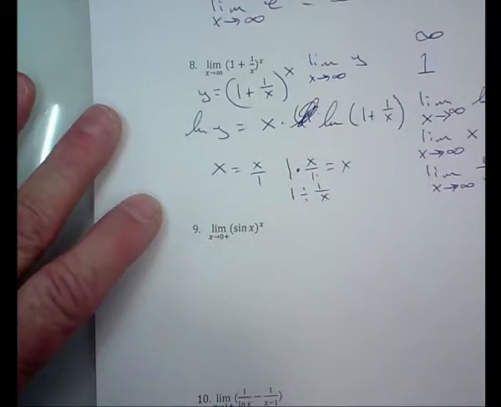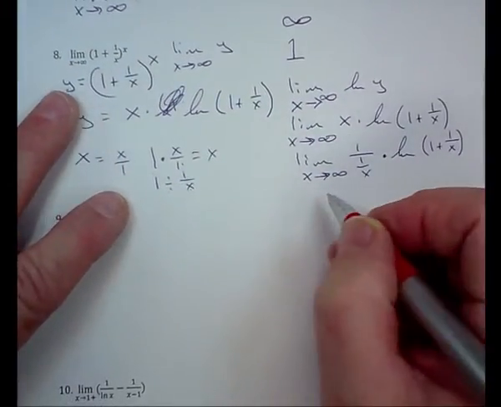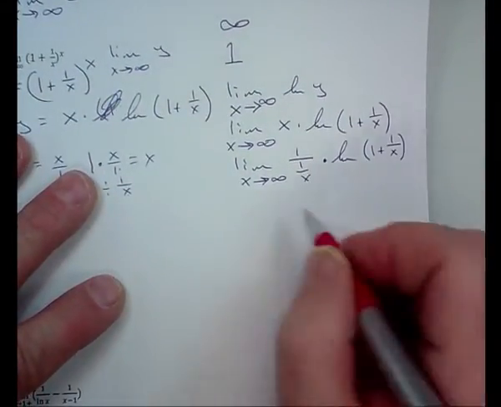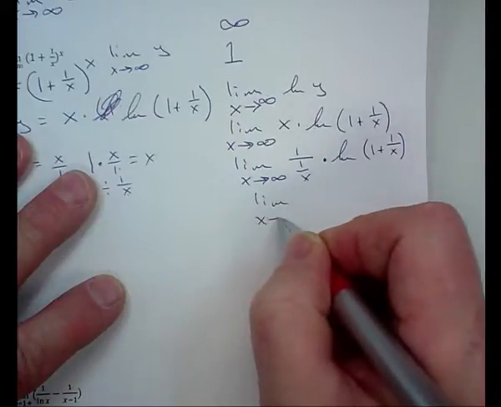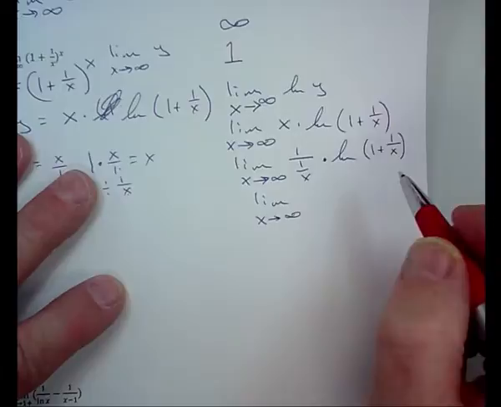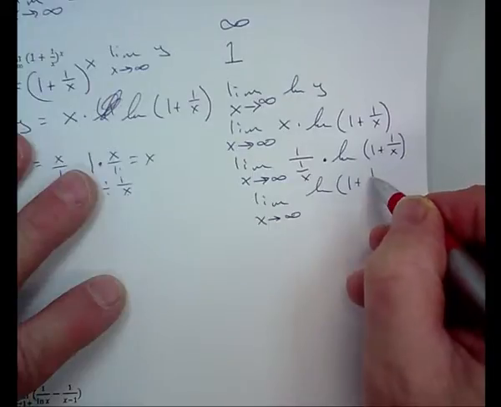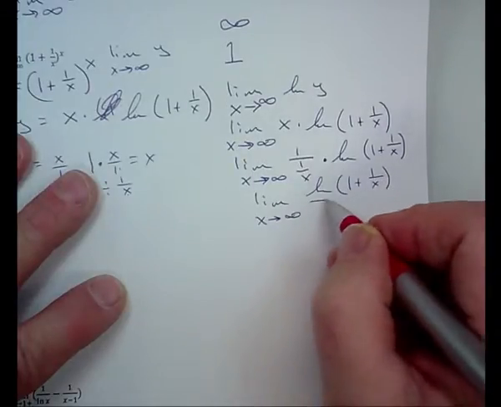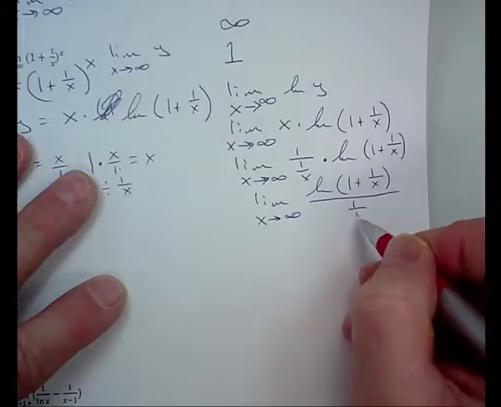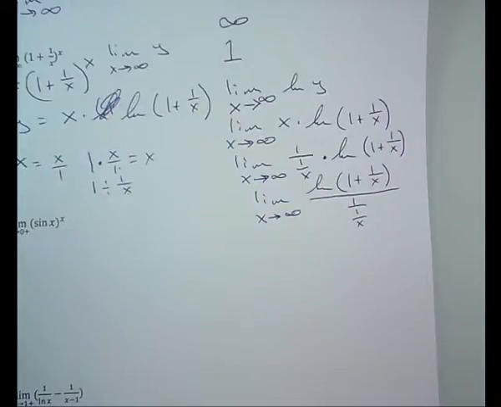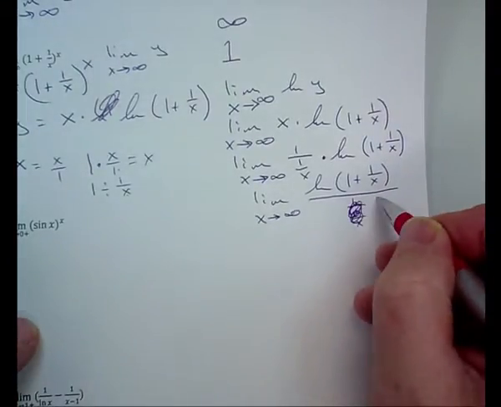Why did you do that? Well, I'm going to show you in a second. It's called manipulation. In calculus, we like to manipulate backwards. So I get the limit as x goes to infinity of the natural log of 1 plus 1 over x, over 1 over x. It'll just be 1 over x at the bottom. Excuse me, thank you.